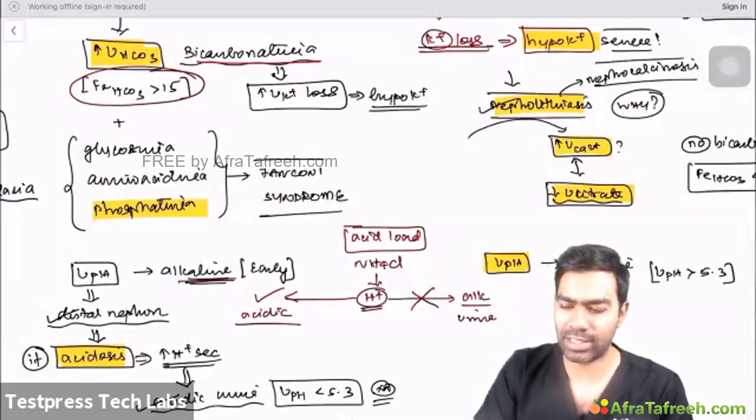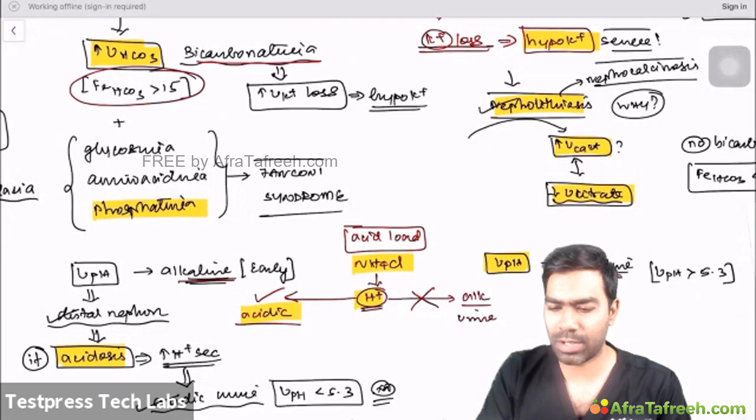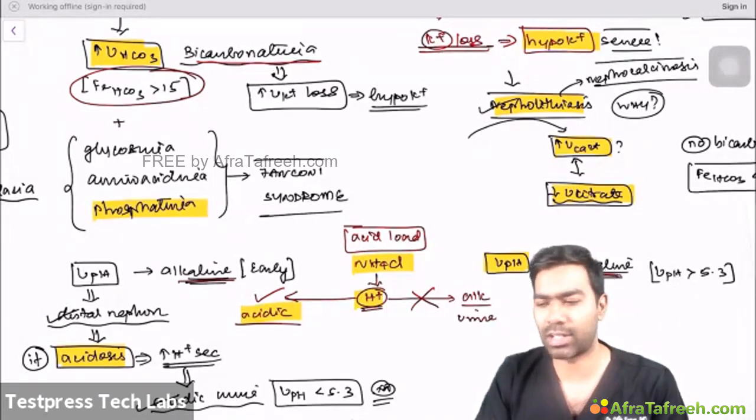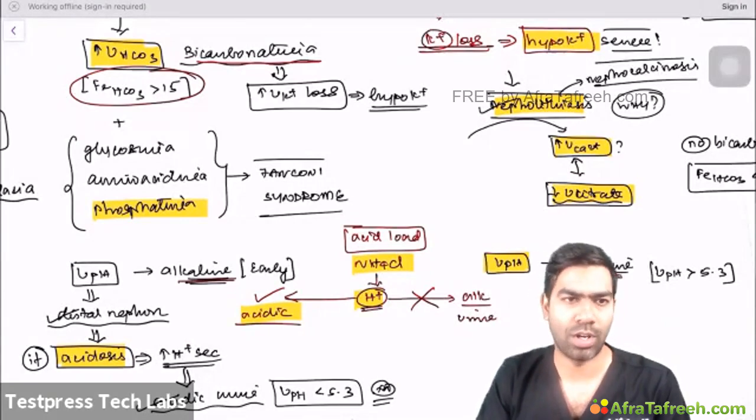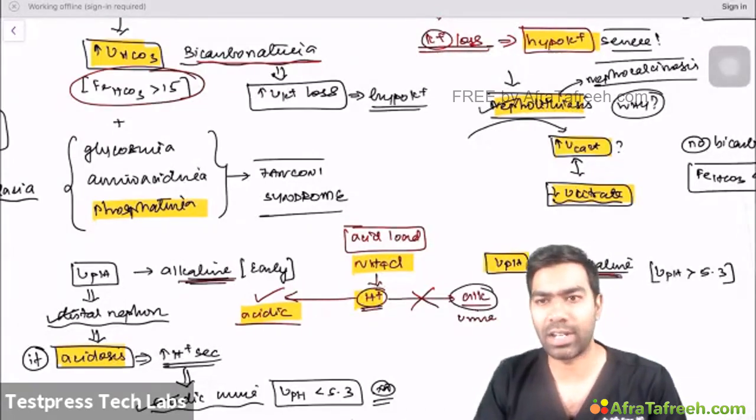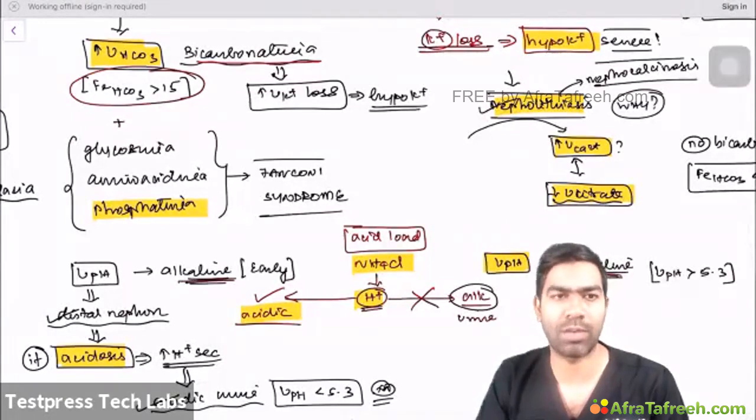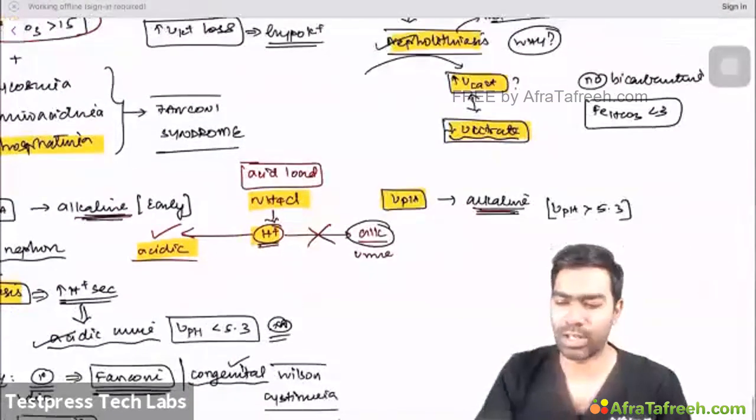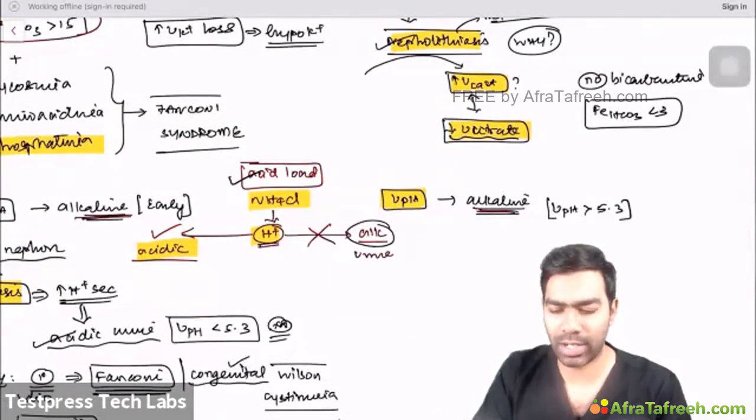So after giving an acid loading test, if your urinary pH becomes acidic, then that's a straightforward thing that confirms that this patient is having a proximal renal tubular acidosis. And if it remains alkaline, the patient is definitely having a distal renal tubular acidosis for sure, and cannot be a proximal renal tubular acidosis in this setting. And currently we don't use this acid loading test anymore.